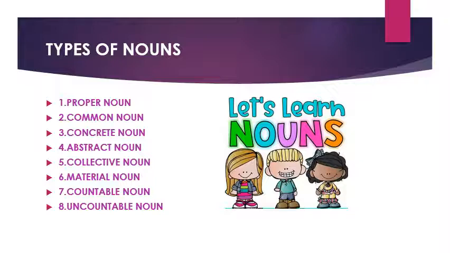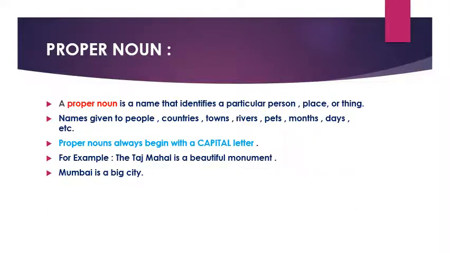So let us understand it in a very descriptive way. First one is proper noun. A proper noun is a name that identifies a particular person, place or thing. Means name in the world of anything, that will be called proper noun. It can be name of people, it can be name of countries, towns, rivers, any of your pets, months, days, etc. Means any name in the world.